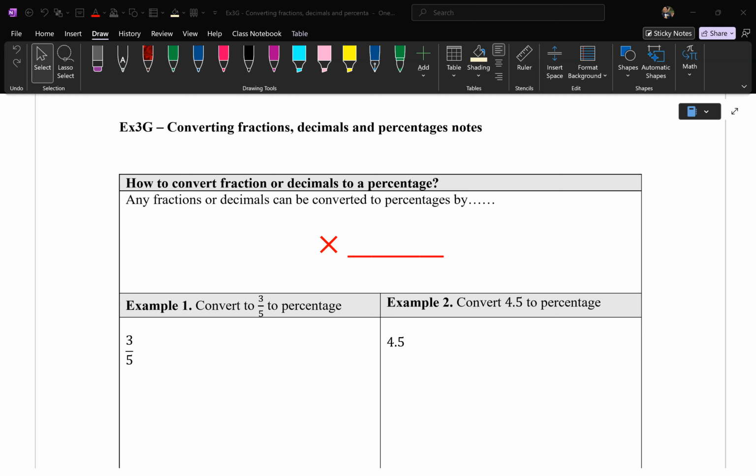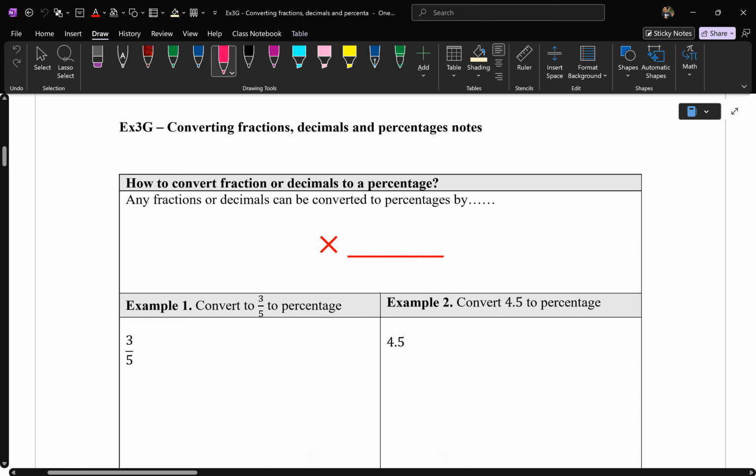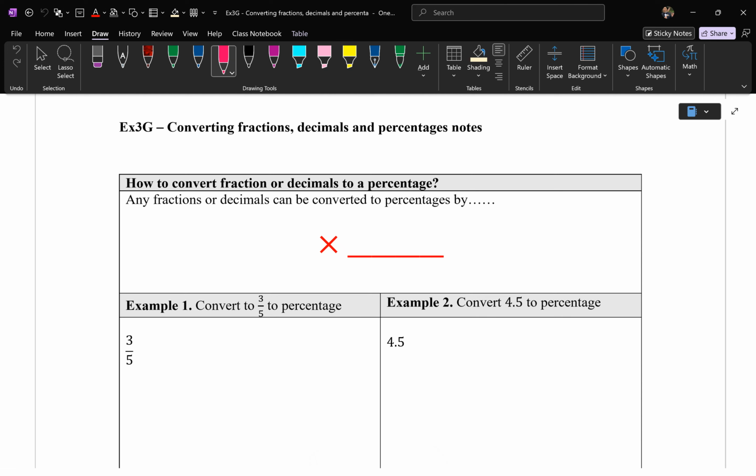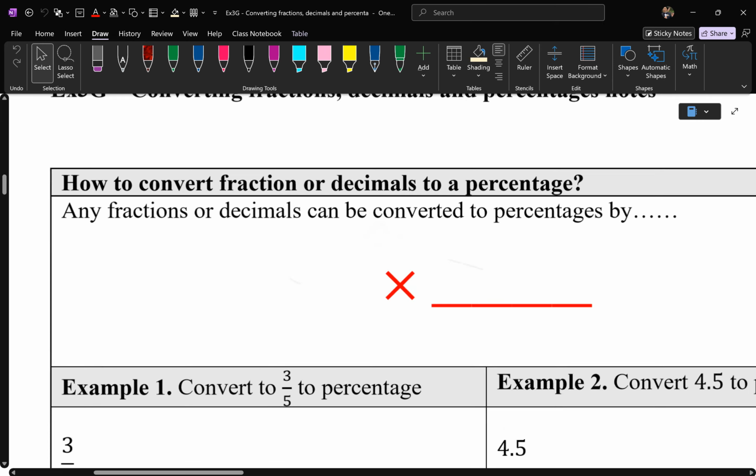Exercise 3G is only really 2 skills. And they're pretty simple skills too, because if you've done 3E, then you should be able to pick up on this part here. So, you are now converting percentages to a decimal or a fraction, or the other way around, decimal or fraction to percentages. This is how easy it is.